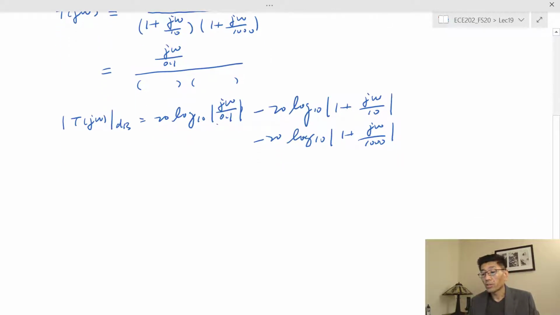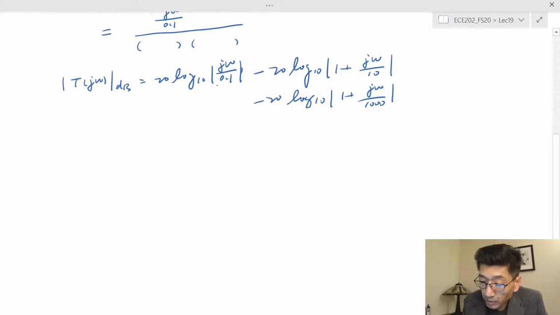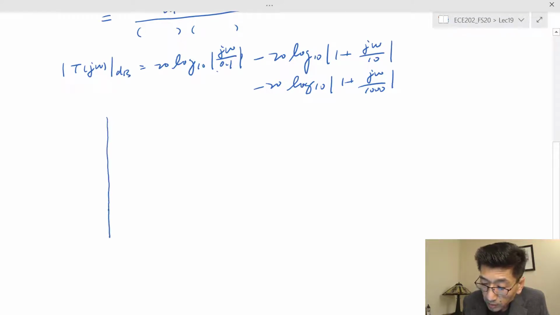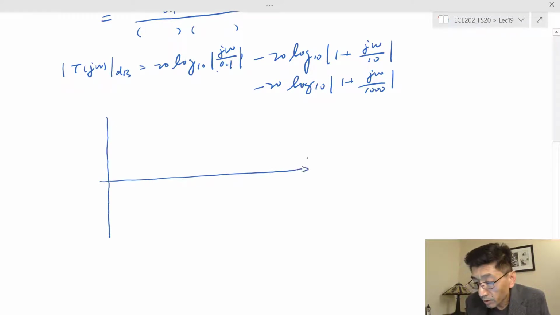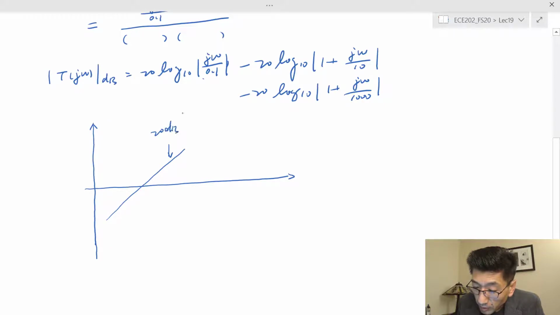So in this case, the first term represents a straight line. Let's draw; there are 3 lines here. The first term is the straight line of 20 dB per decade. This crosses 0 at 0.1 radian per second, right? So let's draw 0.1, 1, and 10.